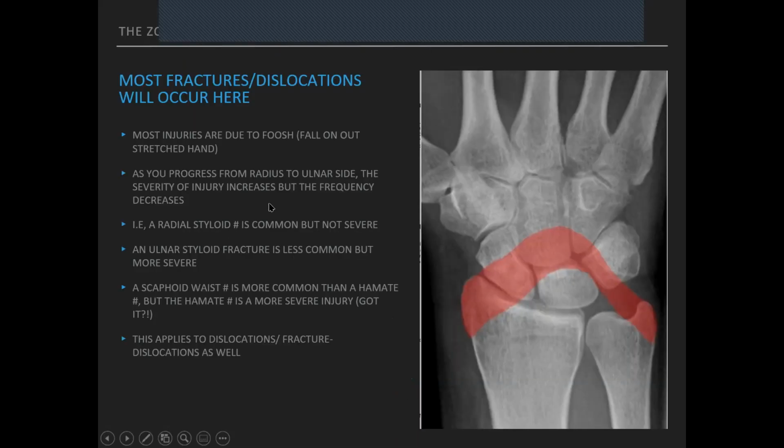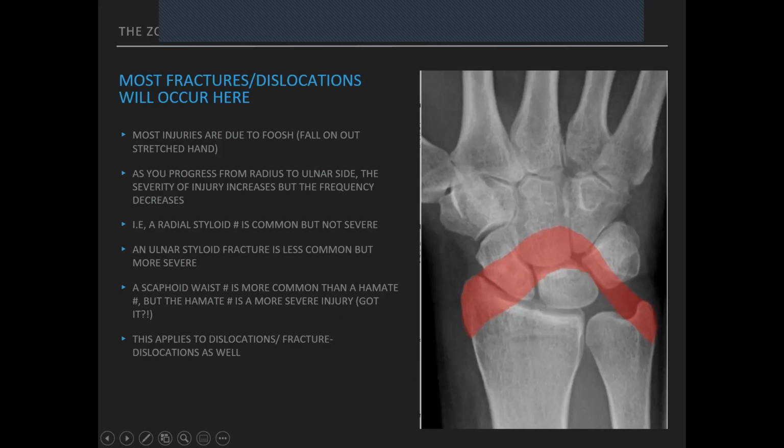All right, so let's have a look and see. This is something in the emergency room that we talk about, which is the zone of vulnerability. These are where your fractures most commonly occur. It doesn't mean fractures only occur here. It means this is the most common area for them to occur. Most injuries occur because of FOOSH, the acronym which means fall on outstretched hand. So this is an easy way just to categorize the injury.